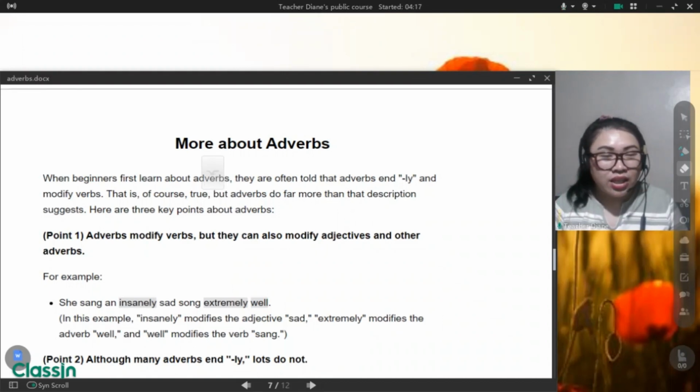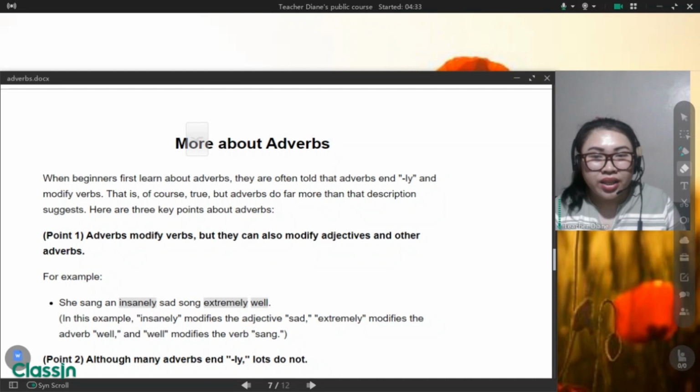Okay, as I have promised, I'll be discussing more about adverbs this afternoon, and I'll also be discussing adverbial phrases and clauses as promised. So let's get started. More about adverbs.